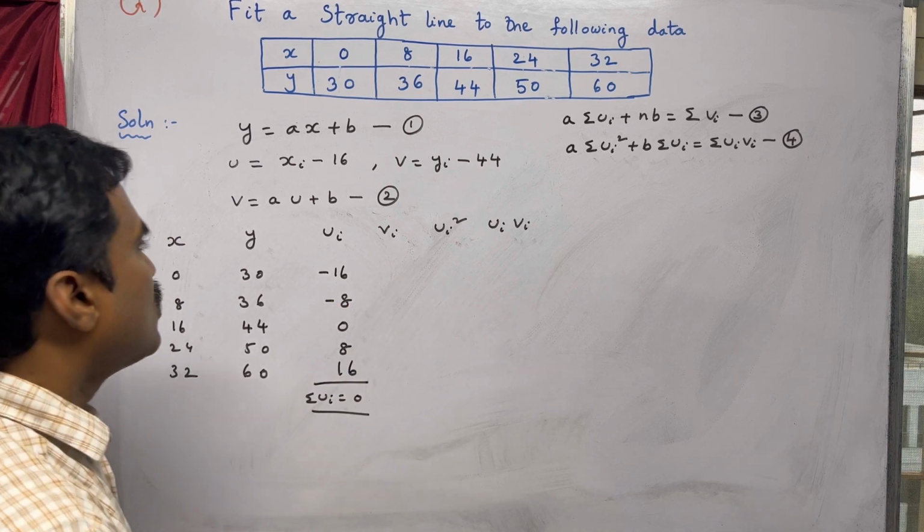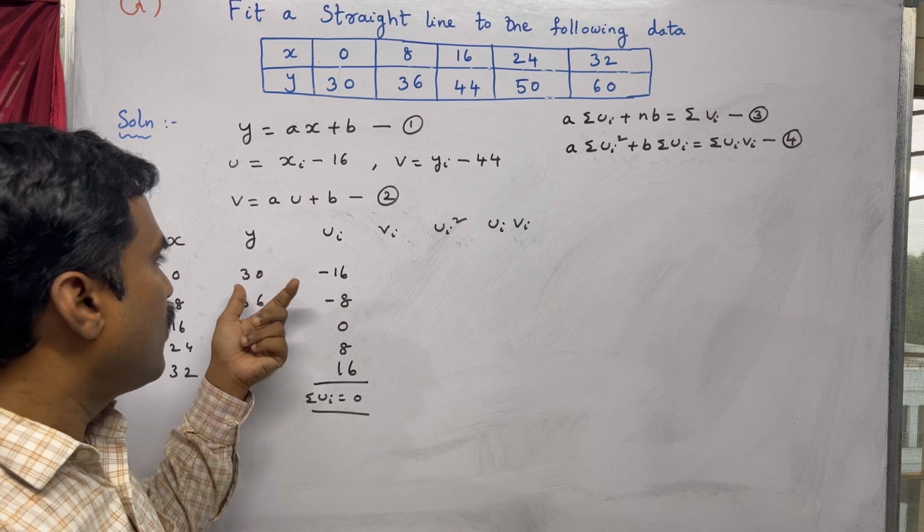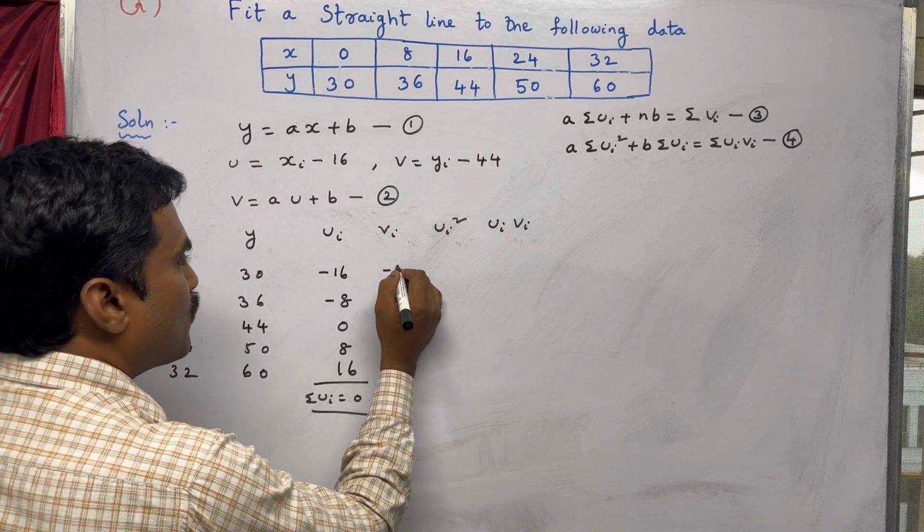Now vi. What is vi here? We have taken yi minus 44. So I am going to subtract 44 from all the values of y. So 30 minus 44 will be minus 14.